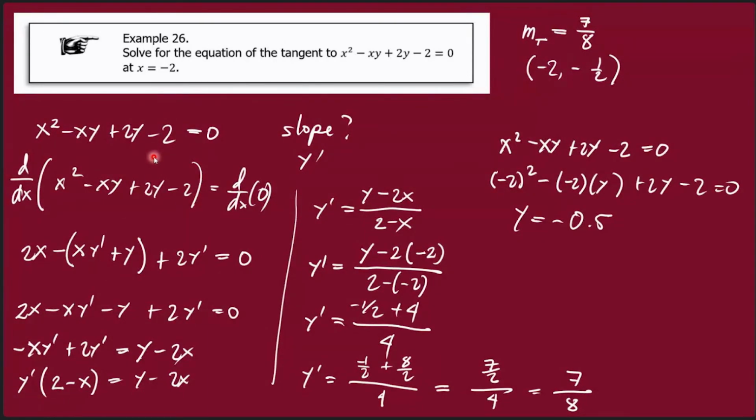We are getting the derivative of both sides of the equation with respect to x. So you get the derivative of the left side of the equation, you get the derivative of the right side of the equation.